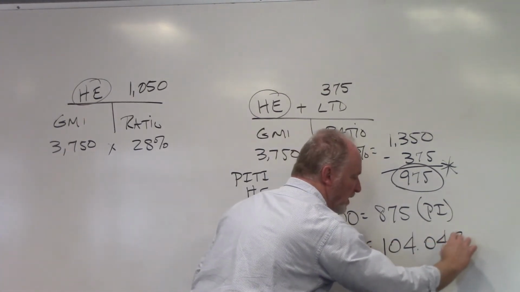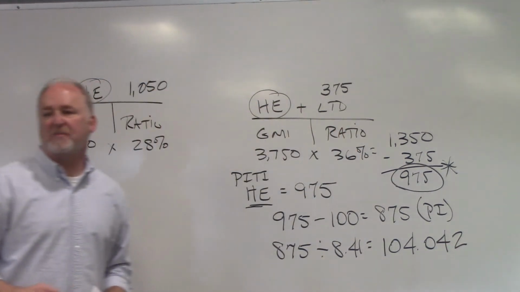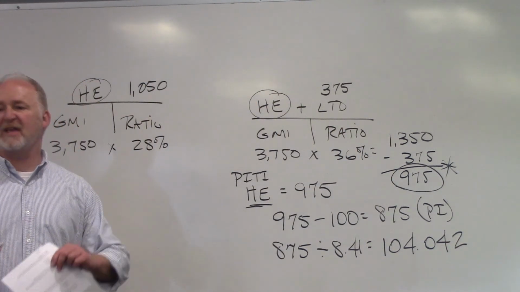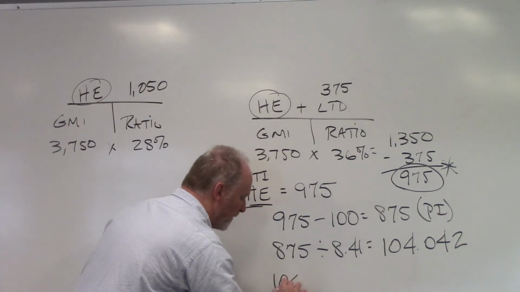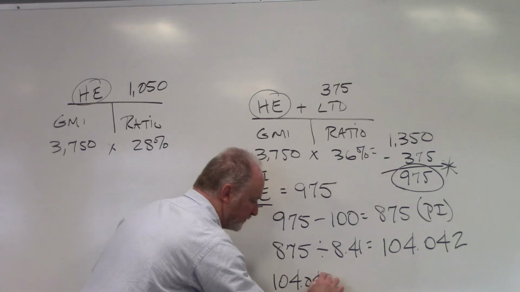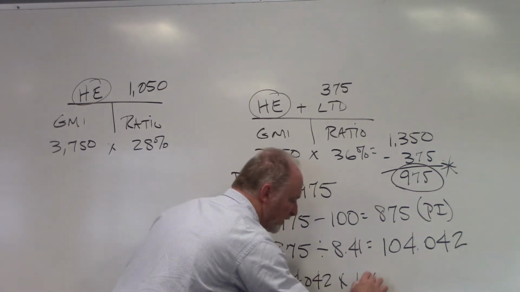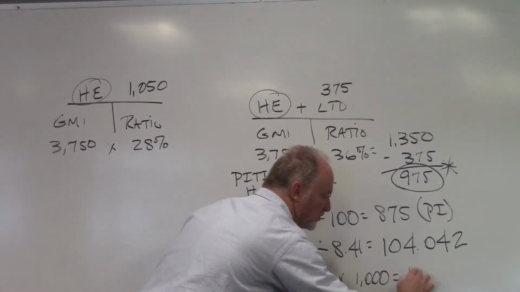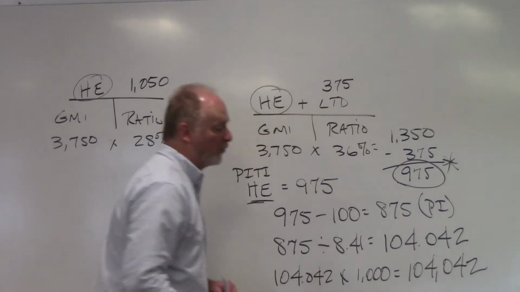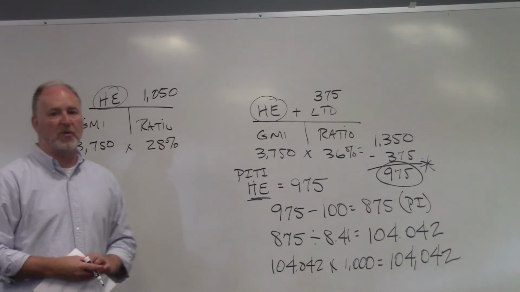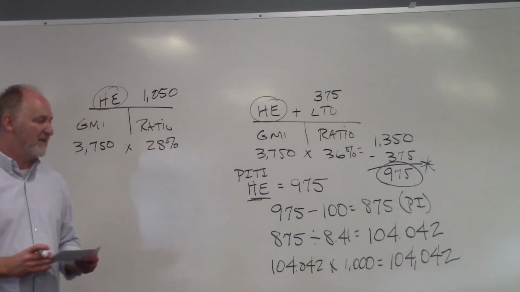The only reason I had you go 3 digits past the decimal point is because the next step is going to be to multiply by 1,000. I'm going to multiply 104.042 by 1,000. And of course, that's going to give me 104,000 and somewhere around 42, just depending on how you round it. We may be off by $1 or so right there. Let me talk to you about these last steps right here.